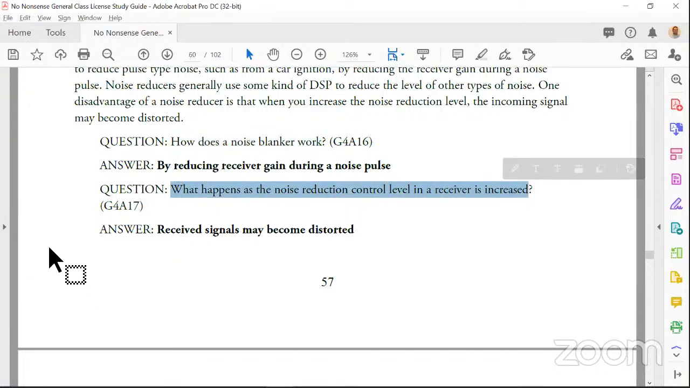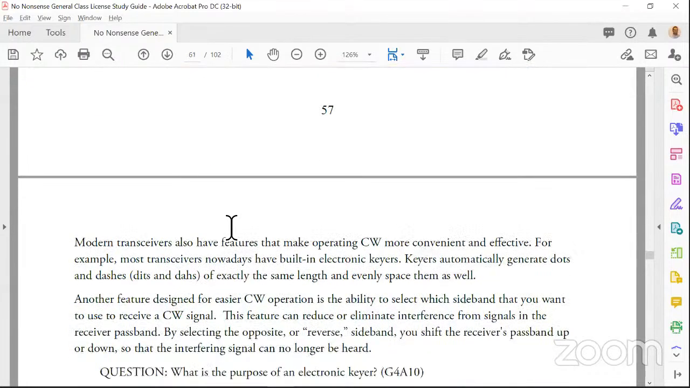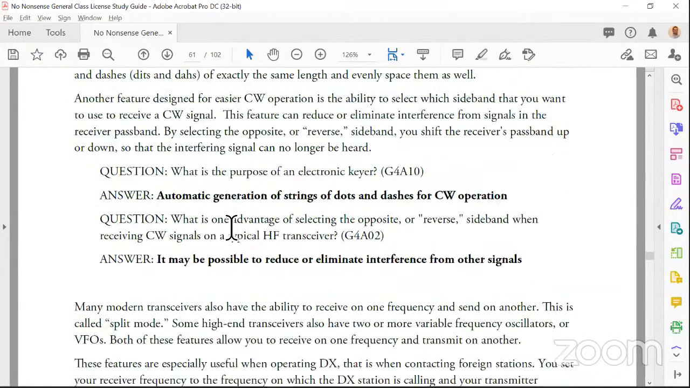What happens as the noise reduction control level in a receiver is increased? Right, so that's another feature, noise reduction. And we have said with noise reduction, sometimes your signal might sound a little distorted, and that's the answer. Received signals may become distorted. That's with the noise reduction feature. Next question in the question pool.